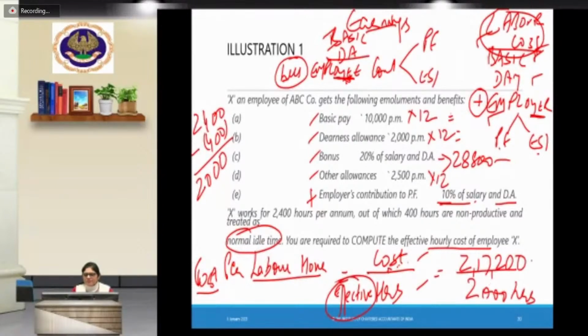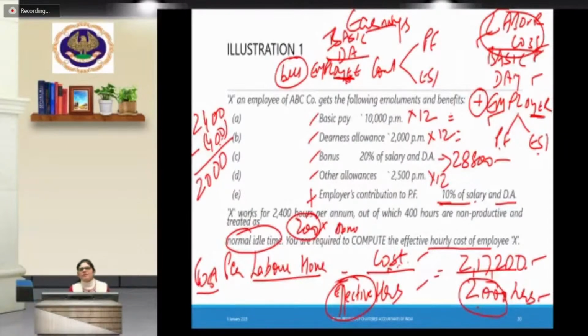So 2,17,200 is the cost, 2,000 effective hours. Now mind it, if let us say there is 200 additional abnormal idle time, we will not deduct abnormal idle time from here. Only normal idle time will be deducted. That means this 2,17,200 cost will be covered by good hours, the productive hours, not the unproductive hours. Clear?